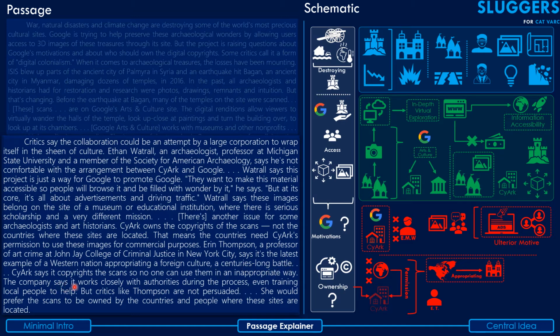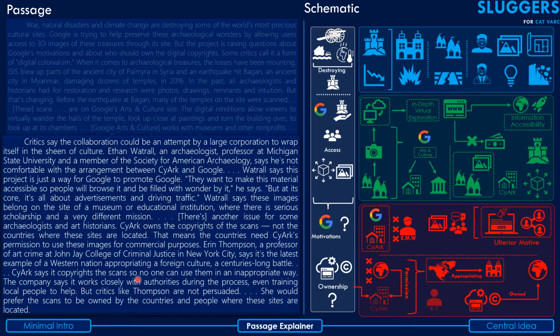SciArc says it copyrights the scans so no one can use them in an inappropriate way. The company says it works closely with authorities during the process, even training local people to help. But critics like Thompson are not persuaded. She would prefer the scans to be owned by the countries and people where these sites are located.